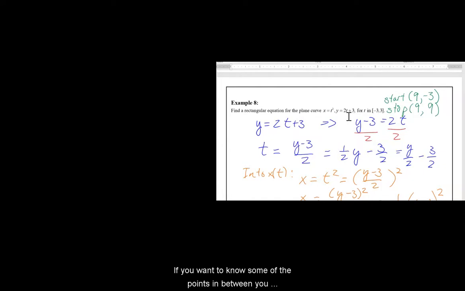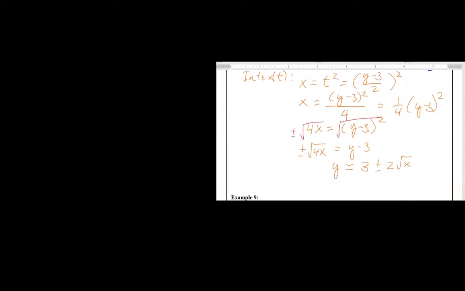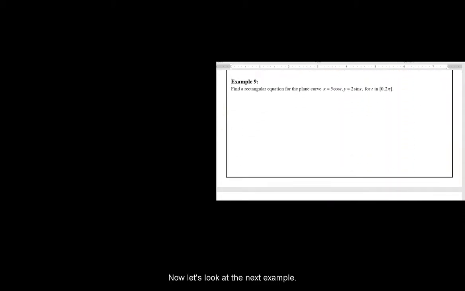If you want to know some of the points in between, you could take some of the values in between to see where it's going to graph. This makes it more difficult to find the restriction on the curve. The restriction is more easily seen in parametric form, but sometimes recognizing what the curve is is more easily seen in rectangular form. Now let's look at the next example.